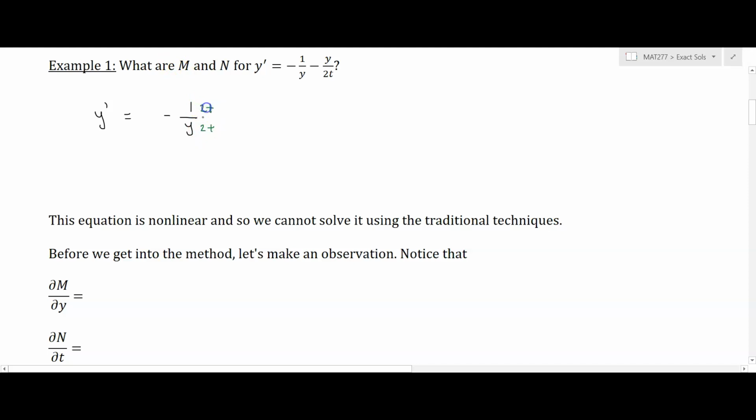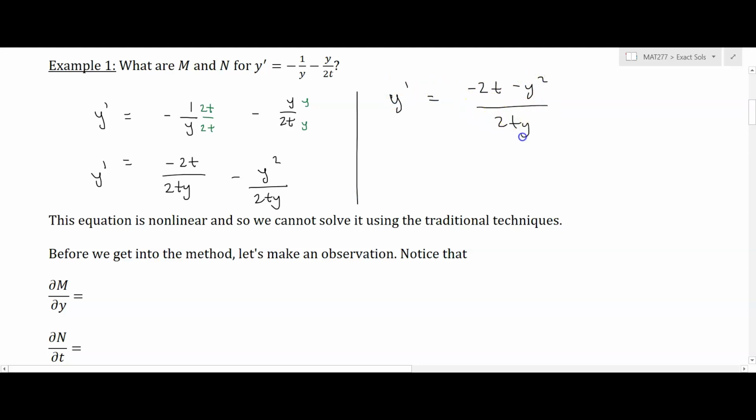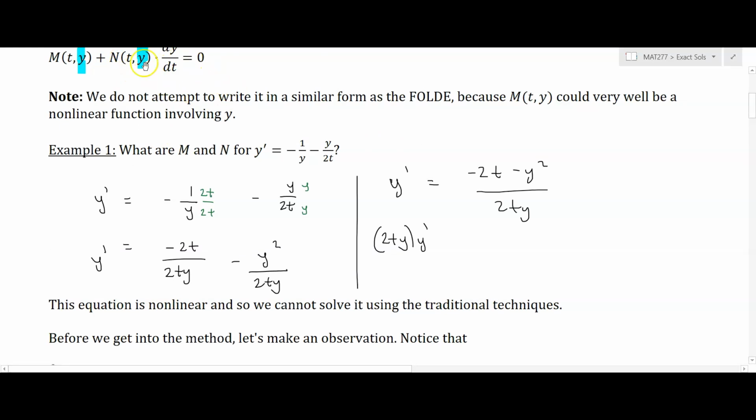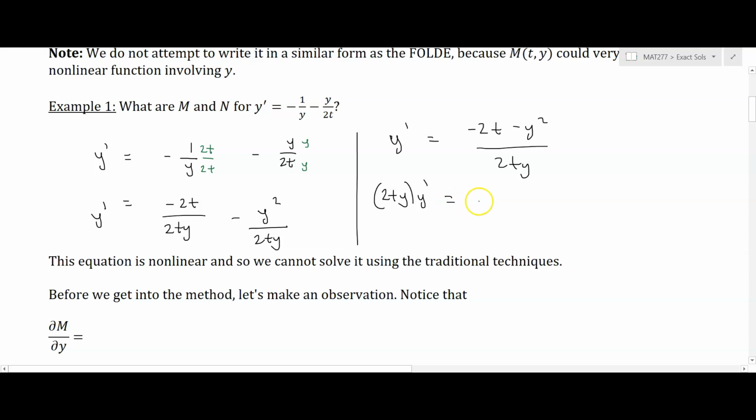So here I'll multiply by 2t on top and bottom. In the second term, minus y over 2t, I'm going to multiply top and bottom by y. So what that will do is, in this first fraction, I'll have negative 2t over 2ty, and in the second fraction, I'll have negative y squared over 2ty. So now because I have common denominators, I can add their numerators. So I'll have y prime equals negative 2t minus y squared, all over 2ty, and now I can multiply both sides by 2ty. Again, remember what I'm trying to do here is get it into this form where I have some coefficient multiplying the y prime, and then some standalone term not involving dy/dt. Okay, so now when I see what I have left, I have negative 2t minus y squared, and if I add both of these to the other side, I'll have 2t plus y squared plus this second term, 2ty y prime, equals 0.